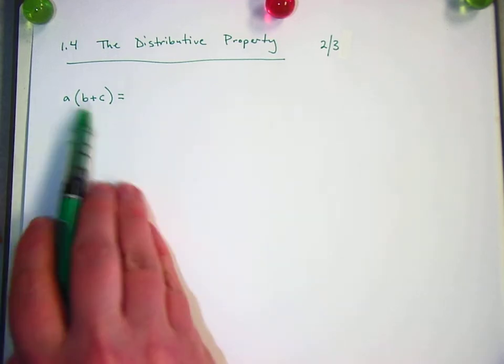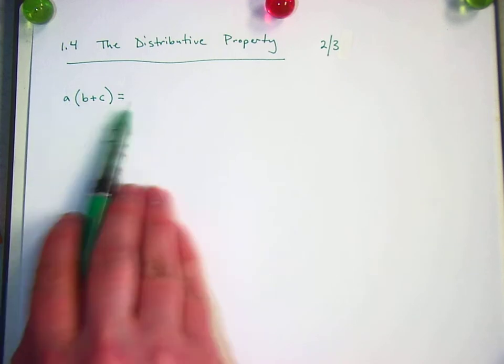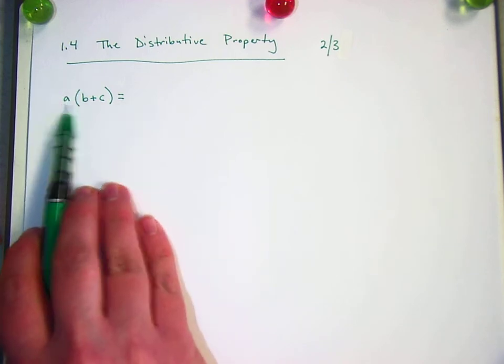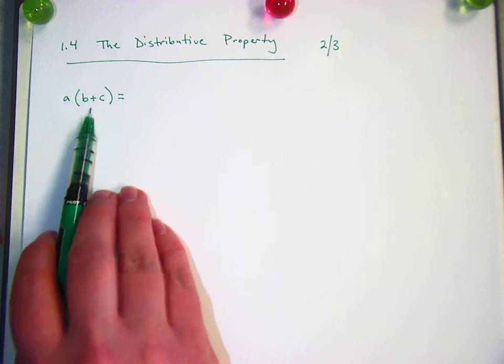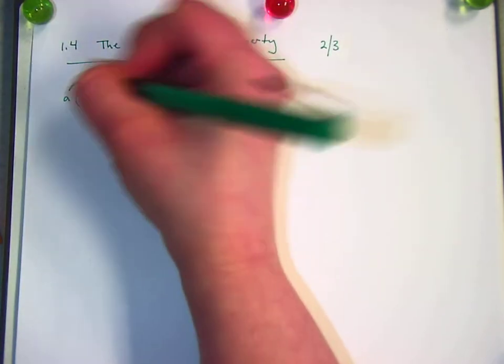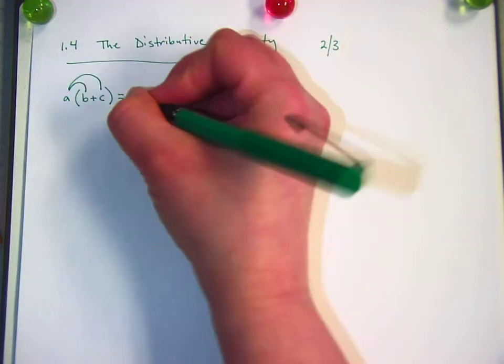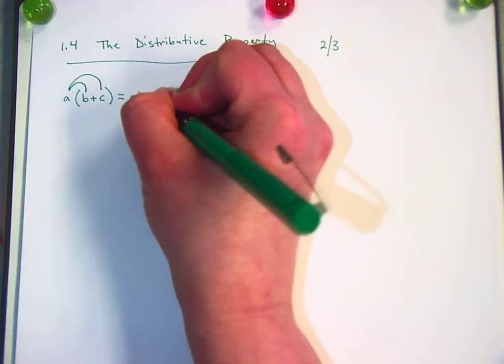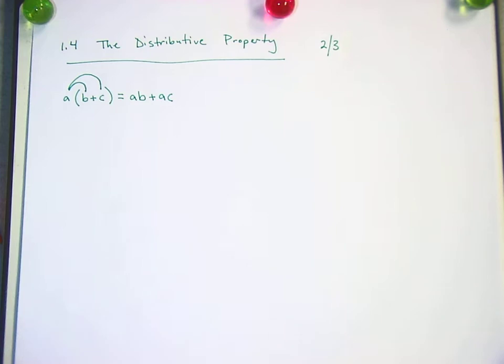So let's start with this. The distributive property means that if there's a number on the outside and 2 numbers on the inside with a plus or a minus between them, to figure it out, you take this times this and this times this. So it'd be A times B plus A times C, like that.